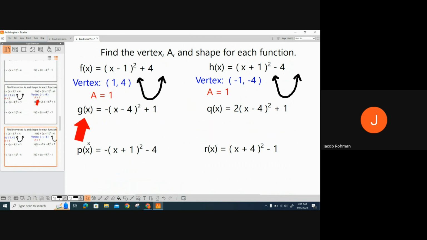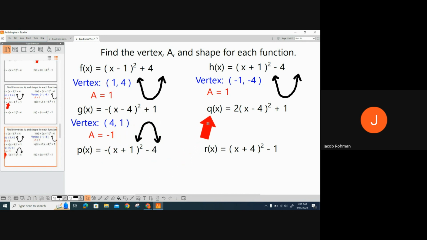Now let's take a look at g of x. So g of x here, we can see that the vertex is going to be (4, 1), and then our a value is going to be, this negative sign here just means it's negative 1. Now with an a value of negative 1, that means you're going to have a downward facing parabola with the vertex at (4, 1).